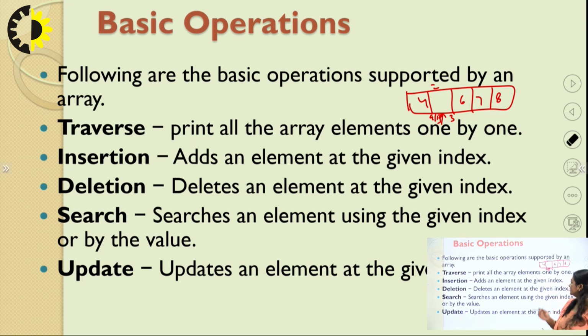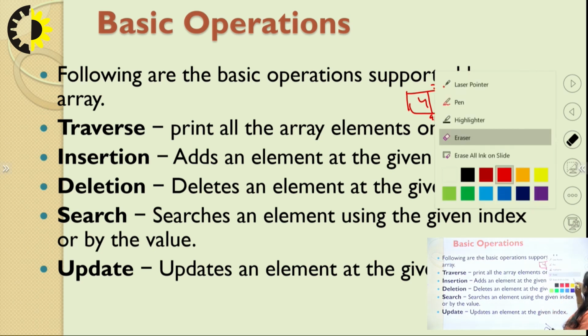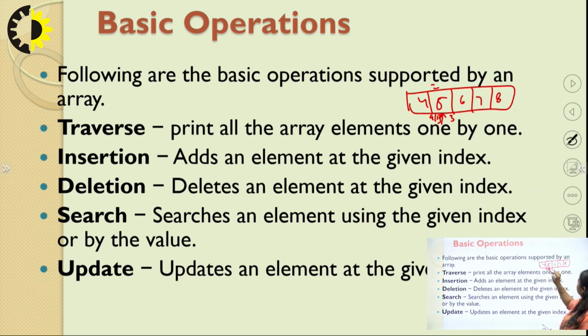And searching means you can search for an element in the array. Suppose we search for the item 6. We find out the location and index value of 6. Then update. You can update an element of the array. Suppose you update the digit at position 4, you can update the value to 7, or otherwise 9. Okay, these are the basic operations of an array.